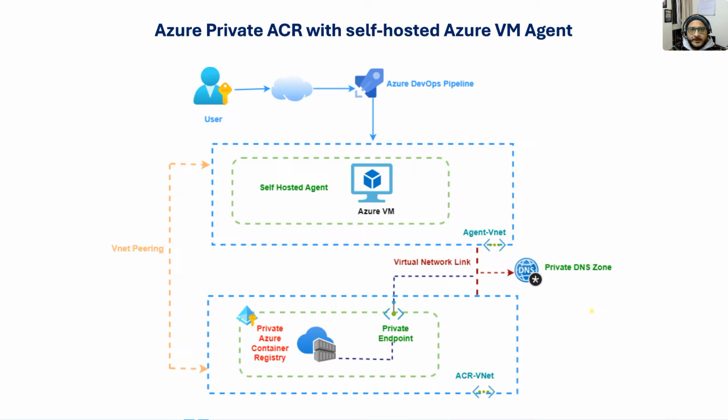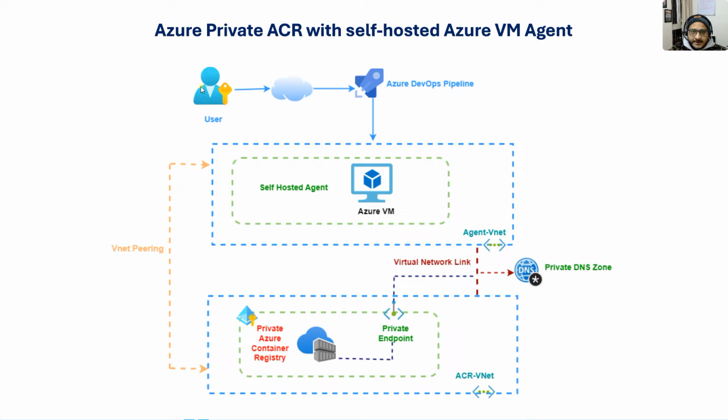So in today's video we are going to discuss Azure private container registries with a self-hosted Azure VM agent. Why have we chosen a self-hosted Azure agent here? Because our container registries will be private and there will not be any public endpoint, so we cannot connect to the Azure hosted agent. That's why we are using a self-hosted agent here.